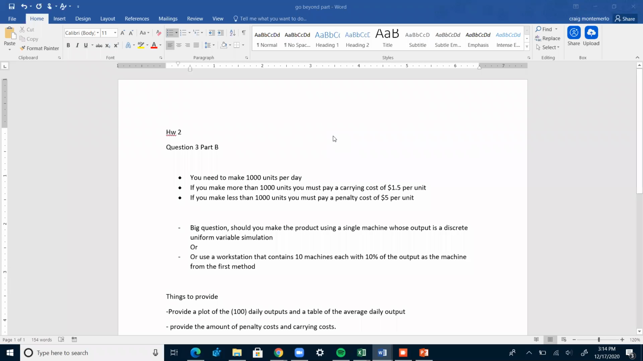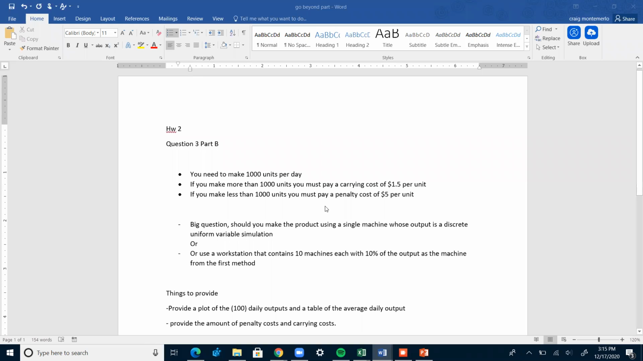Hello. So today I'm going to be going over question 3, part B from our homework assignment 2. So to reiterate the question, our goal is to make 1,000 units per day. However, there are some things that come along with that. If we make more than 1,000 units per day, we must pay a carrying cost of $1.50 per unit. And if you make less than 1,000 units per day, you must pay a penalty cost of $5 per unit.